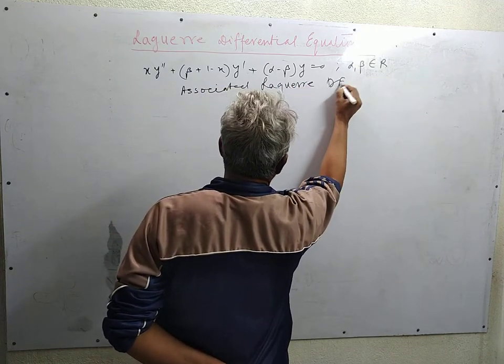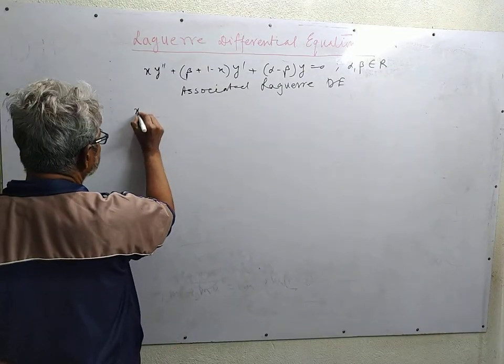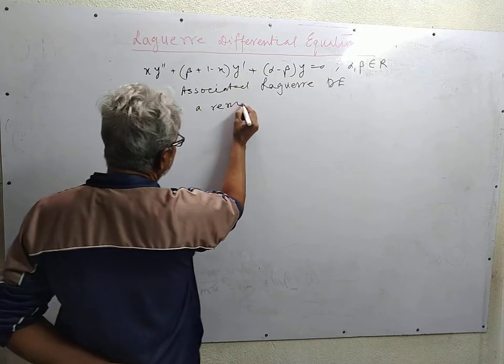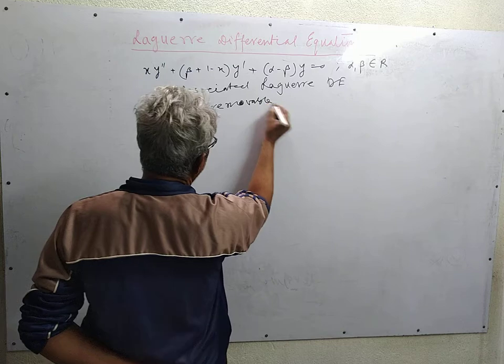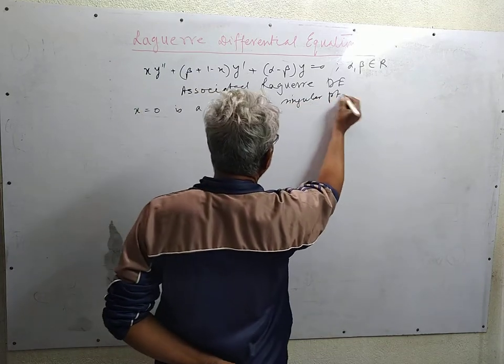Note that x is equal to 0 is a removable singular point of this equation.